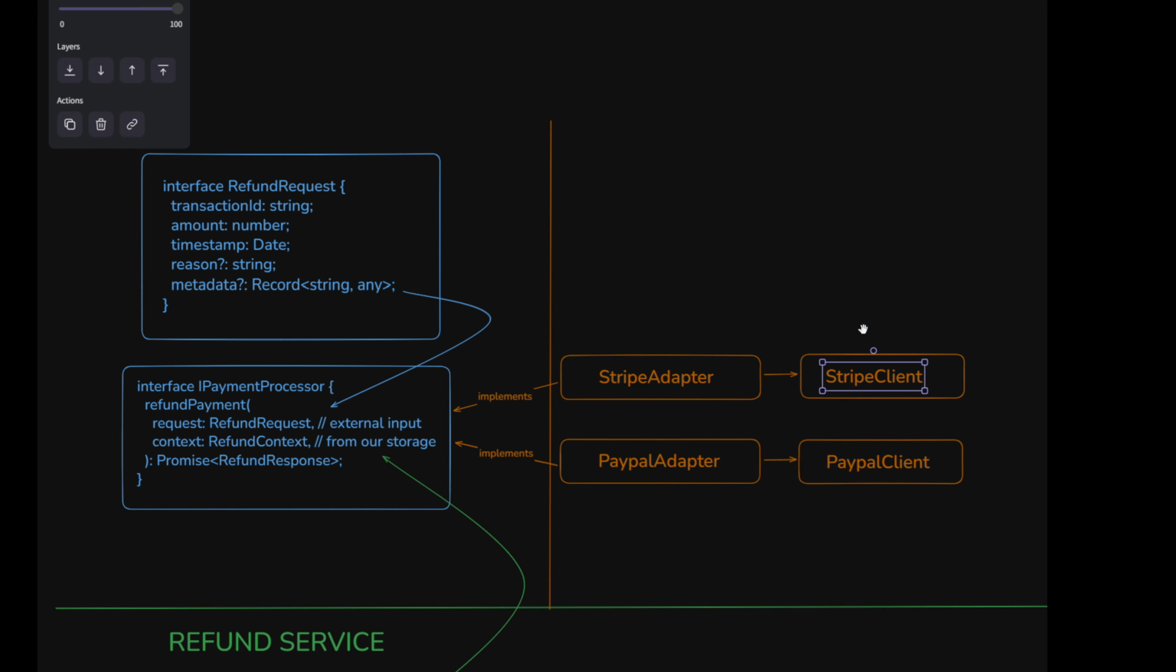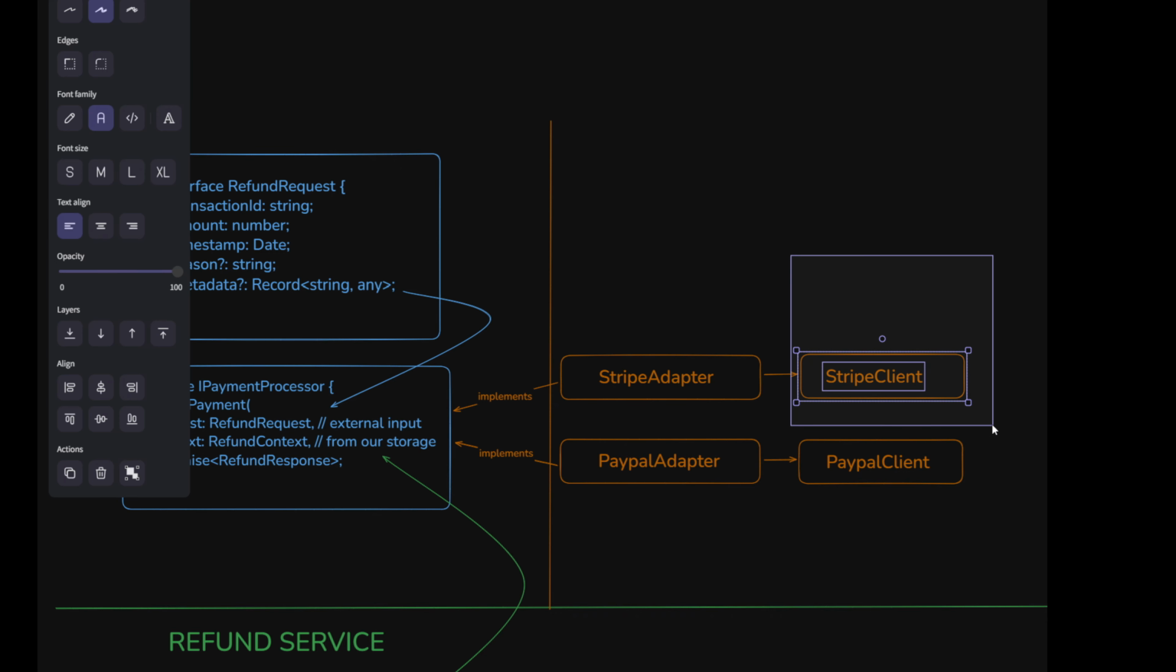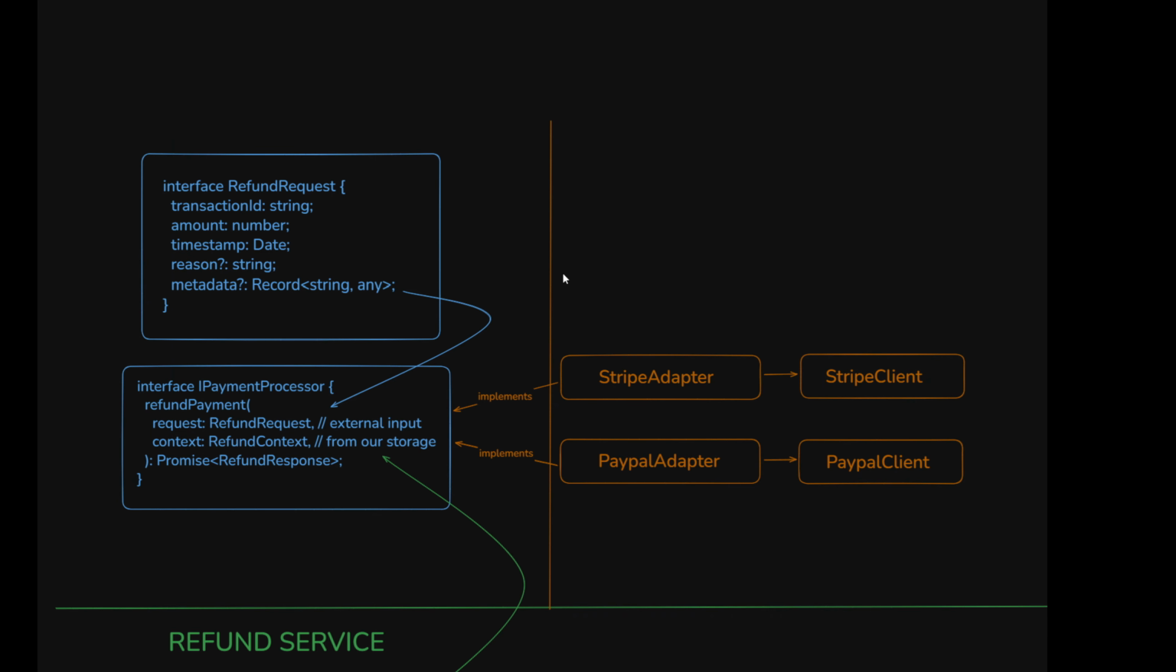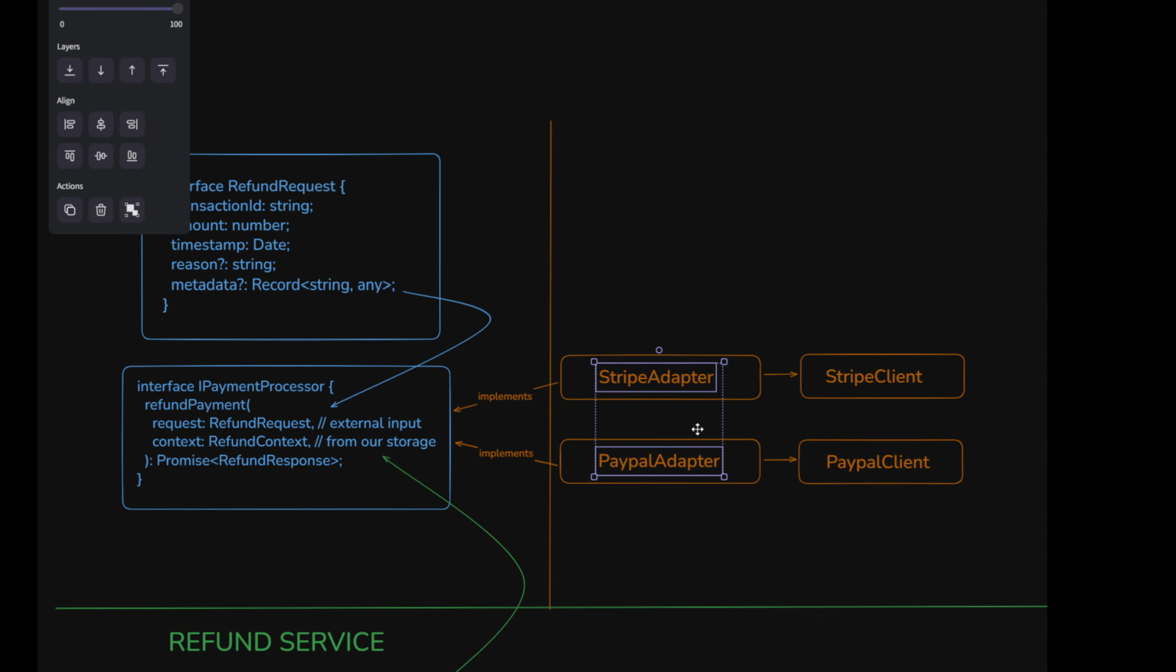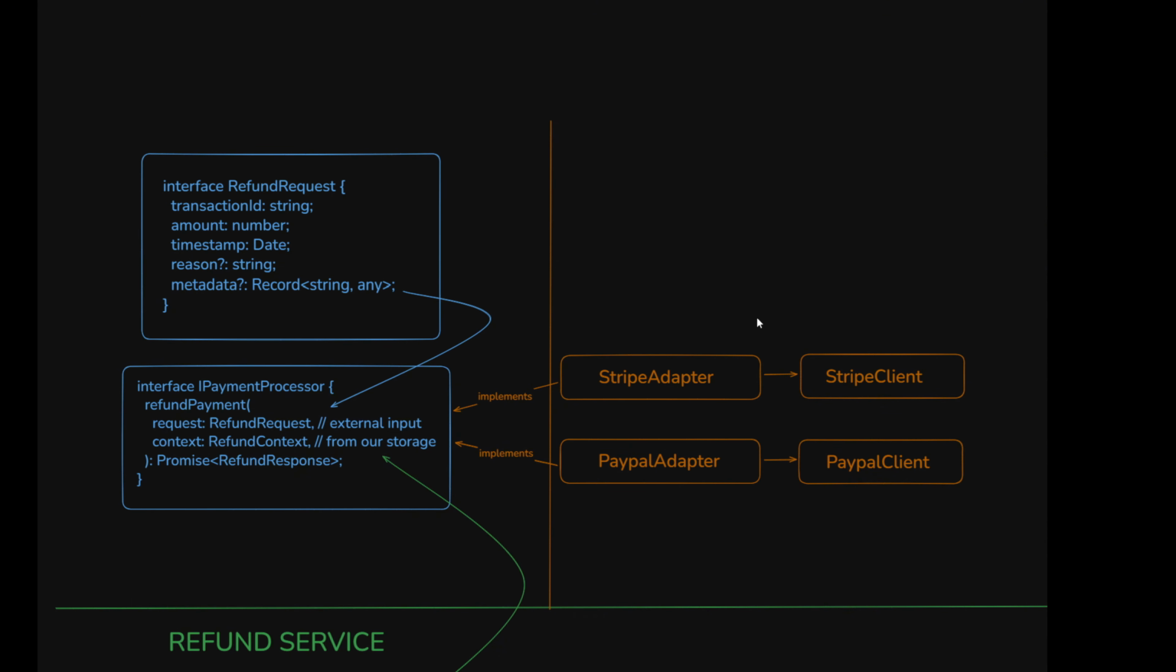Since I showed you in the previous example the PayPal client itself, which is, let's say, an NPM package, or we're just making API requests to them, they have different inputs. We need to add another layer. We need to add an adapter, which will convert our request, context, whatever, to what they expect. So essentially here we will do mapping of the request specifically for each payment provider.